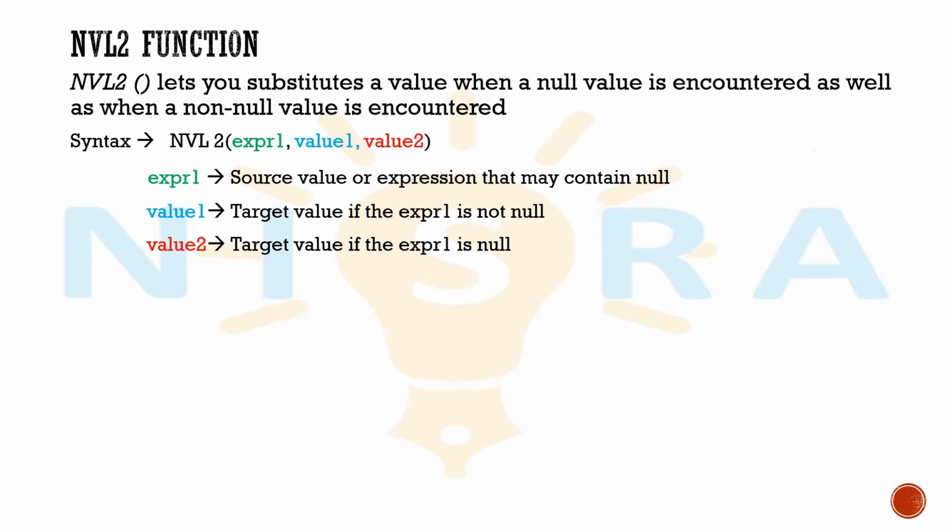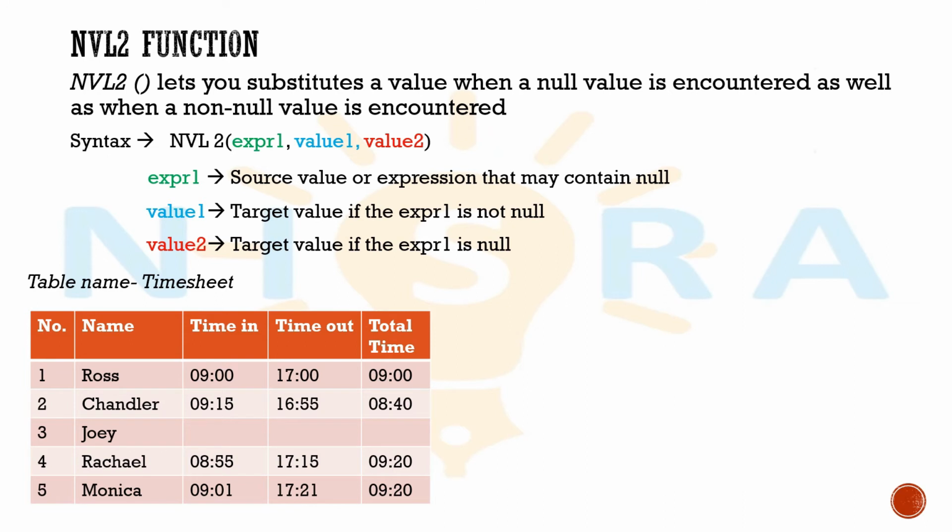Now we look into a real-time example. Consider a table where the timesheet of the employees is entered. Their entry time and exit time are captured. Based on that, the total time is calculated. Here you can see there is no entry for Joey. Now we are trying to see if the employees are present or absent.